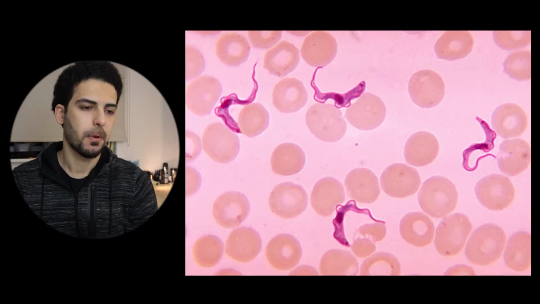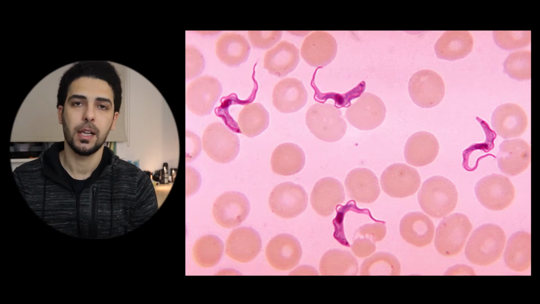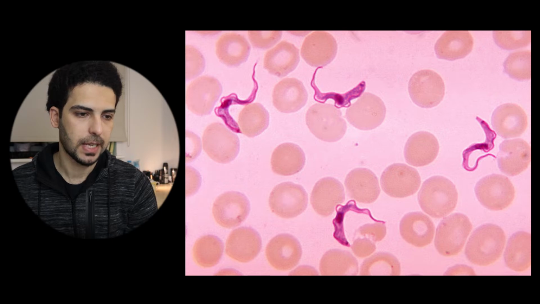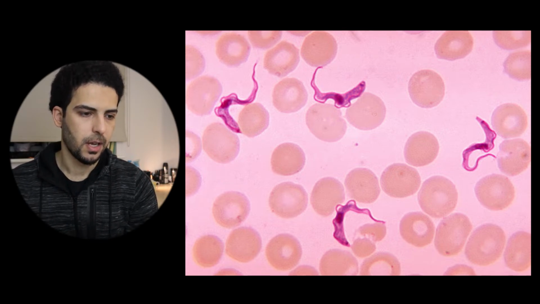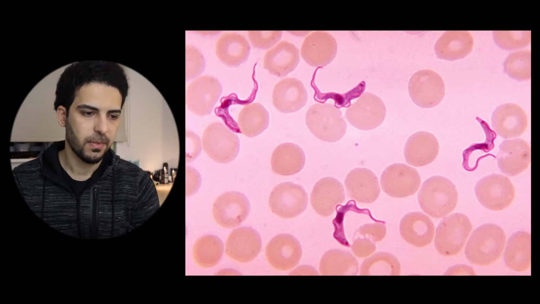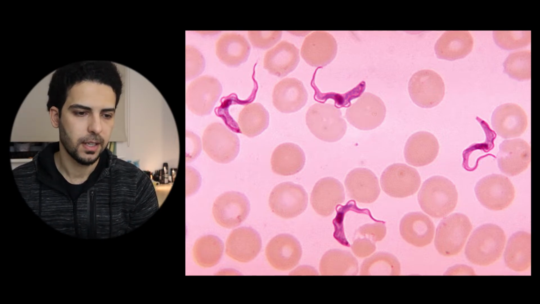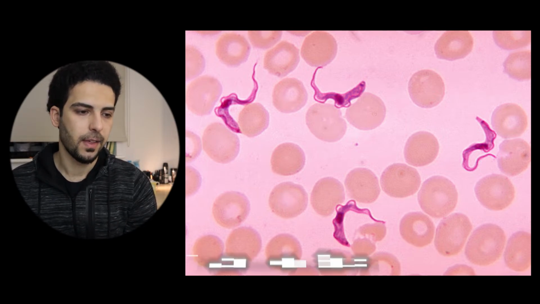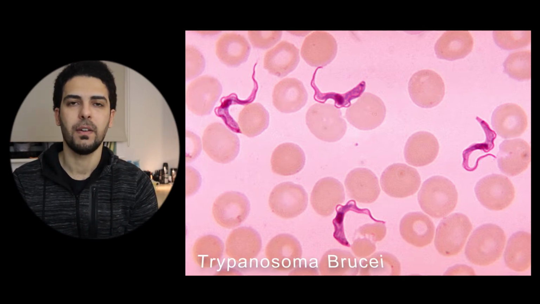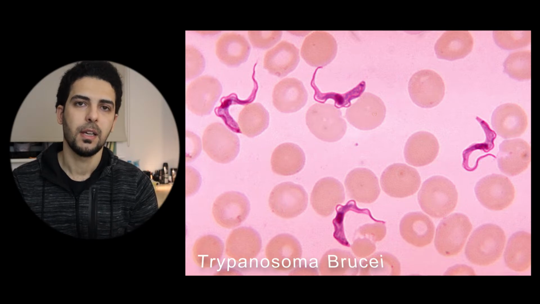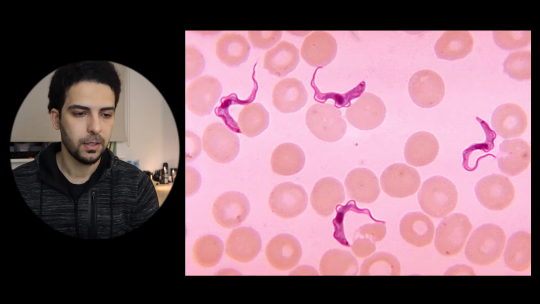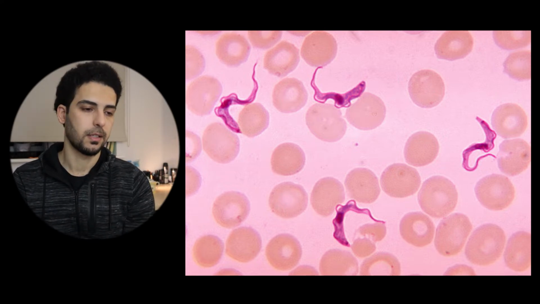This is an image from a microscope showing the red blood cells that carry oxygen to the tissues. As you see, they are the red circles here that dominate the picture, and also showing something else that is abnormal. This is actually a parasite called Trypanosoma brucei that causes a disease known as African trypanosomiasis. You can assume from the name it's mainly in Africa, and it's also called sleeping sickness.